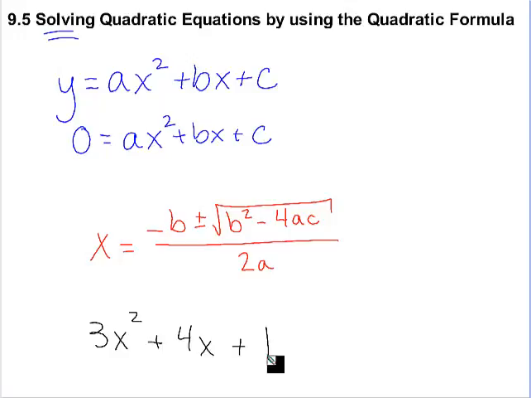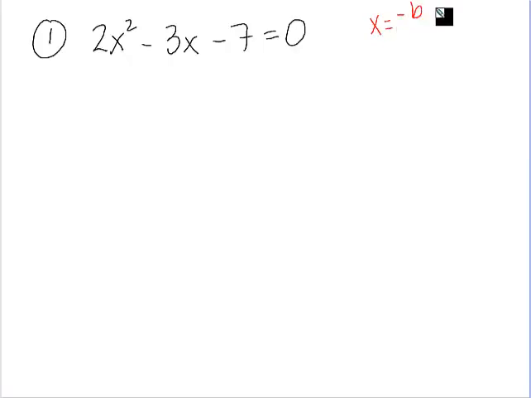All right, so we're going to do a couple problems like this where we are going to solve it using our quadratic formula. So, first one, 2x squared minus 3x minus 7 equals 0. We want to solve it using our quadratic formula. x equals negative b plus or minus the square root b squared minus 4ac all over 2a. So we just plug in the numbers for the variables in that equation.